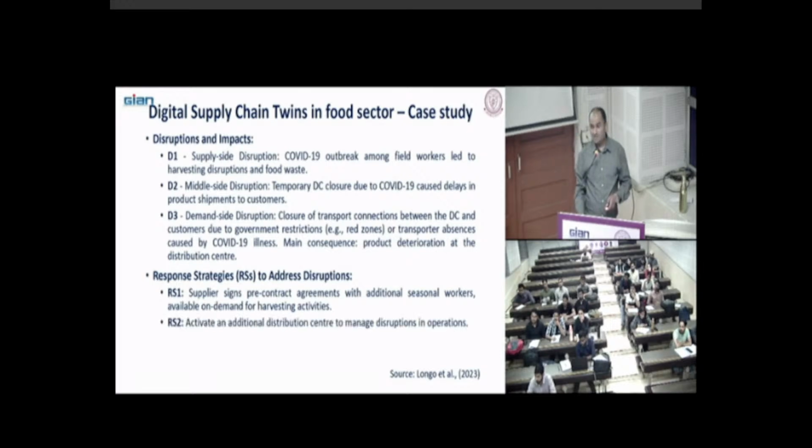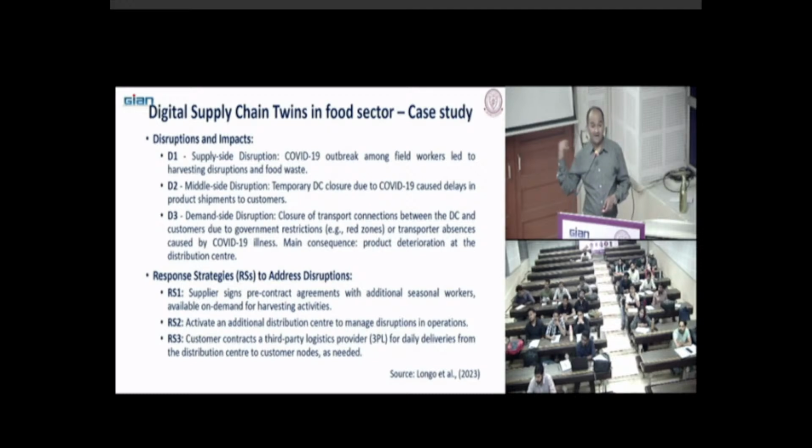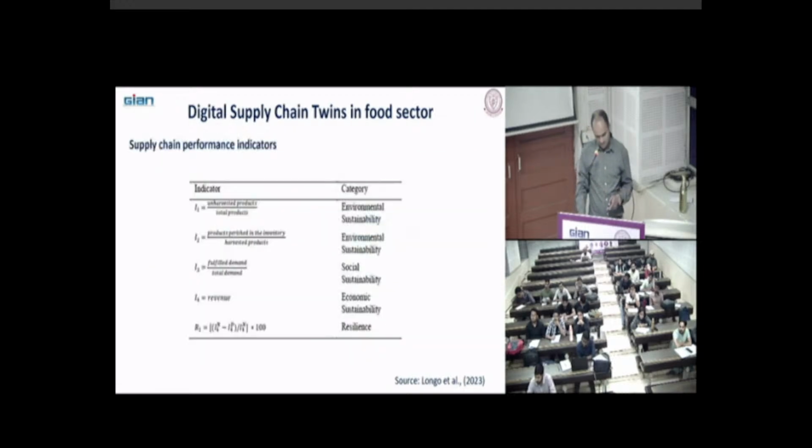The second one is the DC. If your main DC is closed, activate an additional, backup distribution center to manage the disruption. What is the third one? Transportation disruption. Now they contacted another third-party logistics provider to manage that logistics disruption. So these are the 3 response strategies to manage these 3 disruptions. So they wanted to analyze the impact.